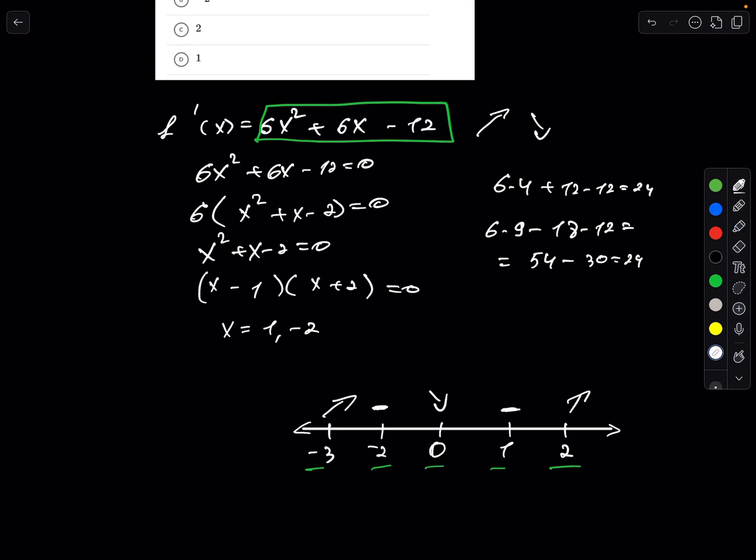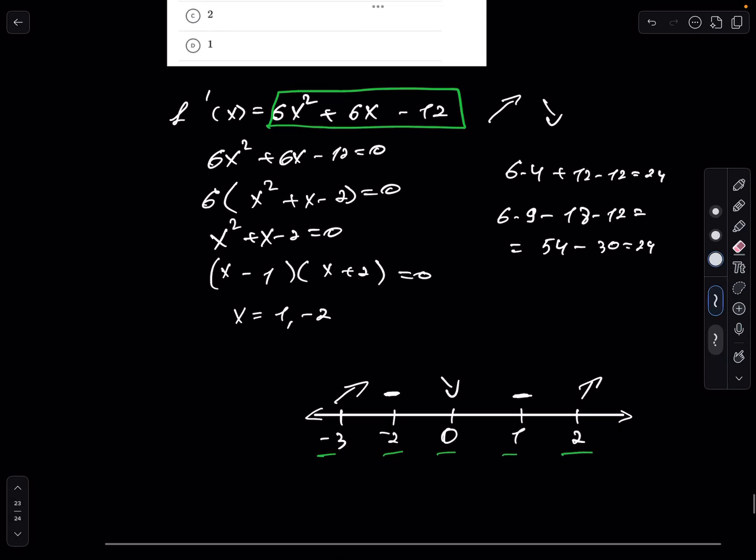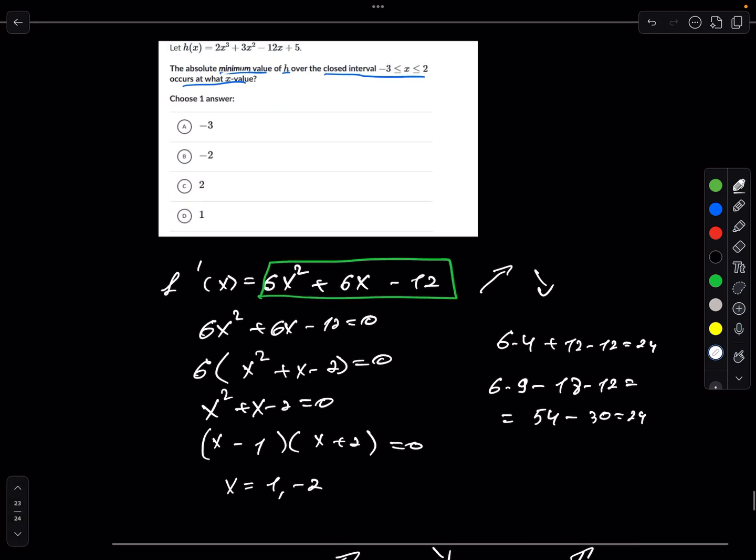So here it's increasing. Since we're looking for the minimum value of h, x equals 1 is the best candidate. So the answer must be D.